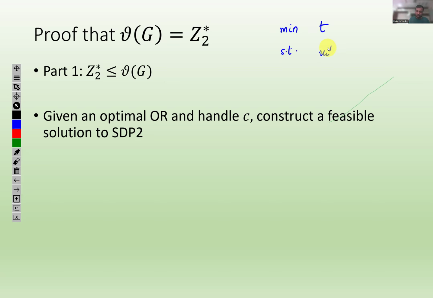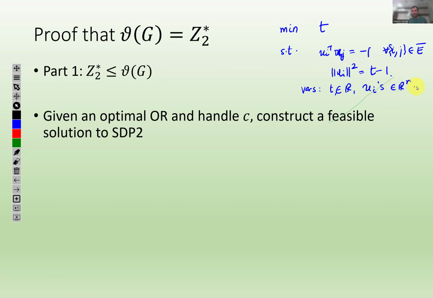Such that ui transpose uj is equal to -1 for all ij in E bar, and what else do we have? Norm ui squared is equal to t minus 1. Okay, so this is my optimization problem, which I claim is an SDP. The variables are t in R and ui in Rn.